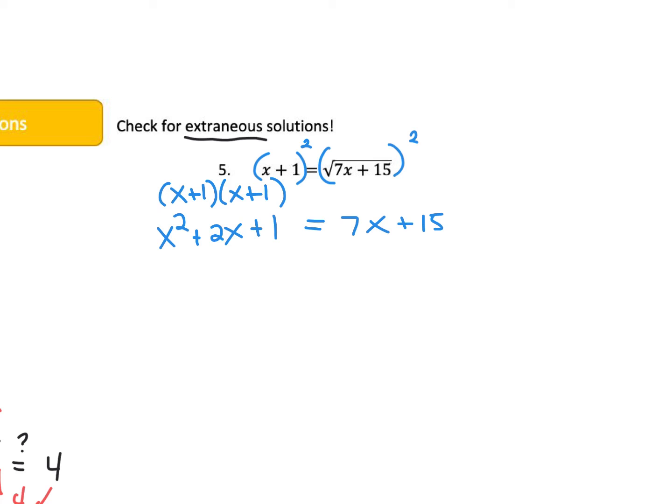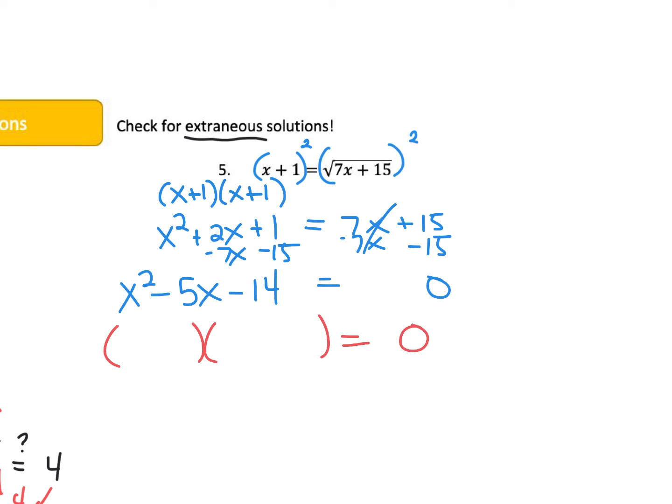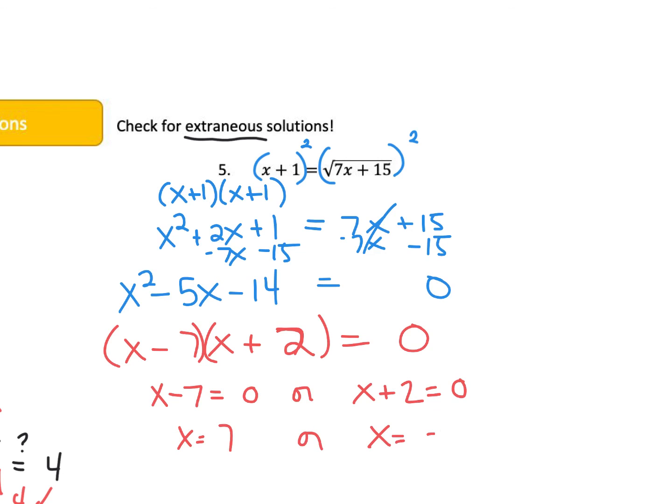Now I notice I have a quadratic. I'm going to get this in standard form by subtracting 7x from each side, and I'll subtract 15 from each side. That's going to give me 0 on the right, and x squared minus 5x minus 14 on the left. Now it's quadratic, so I'm going to try to factor this. Pause the video and do tic-tac-toe if you need to. I know it factors into x minus 7 and x plus 2. Apply the zero product property, which means take each of them and set them equal to 0. Those are my factors, so my corresponding zeros would be x equals 7 or x equals negative 2.